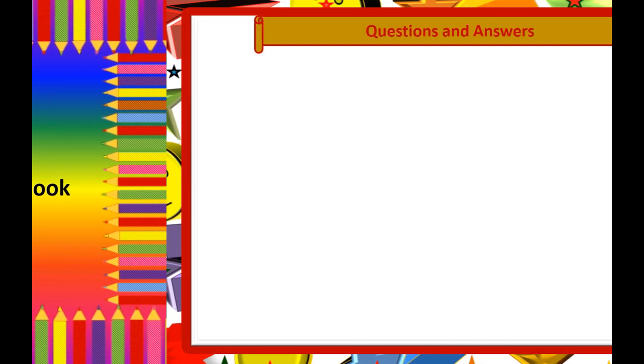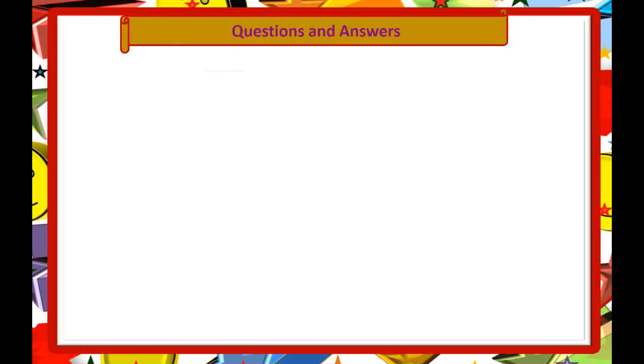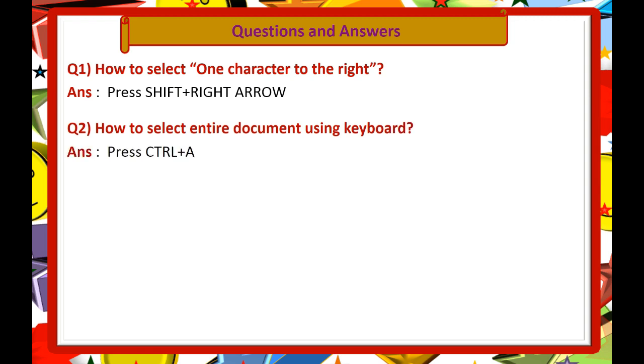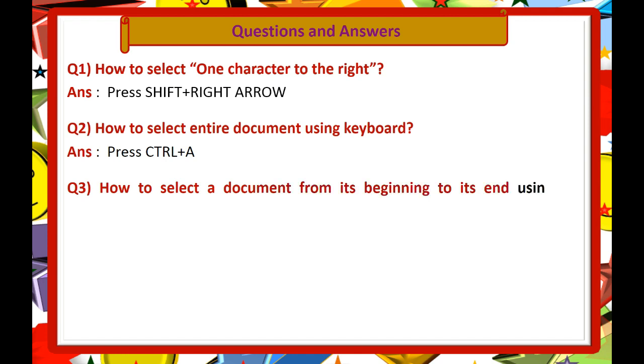Questions and answers. Question number 1. How to select one character to the right? You have to press Shift plus Right Arrow from your keyboard. Question number 2. How to select the entire document using keyboard? You have to press the Alt key plus A, character A.